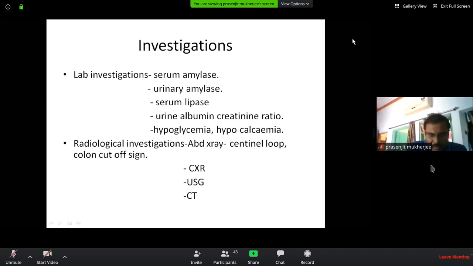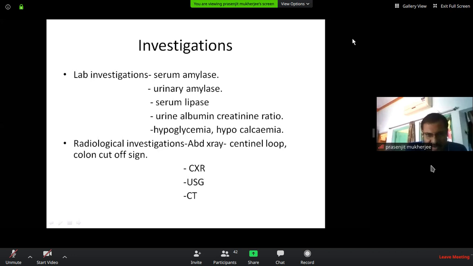Now, come to investigation: serum amylase, serum lipase estimation, urinary amylase. Remember this one. Urinary amylase is more sensitive and specific than serum amylase, because serum amylase may rise in case of perforated peptic ulcer, sometimes in acute cholecystitis, duodenal ulcer. Urinary amylase usually rises only in case of acute pancreatitis.